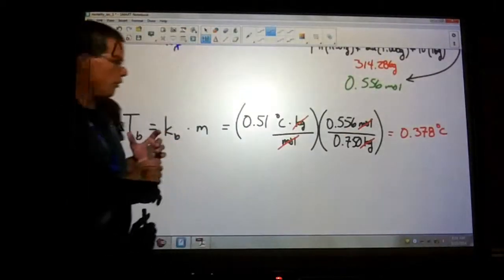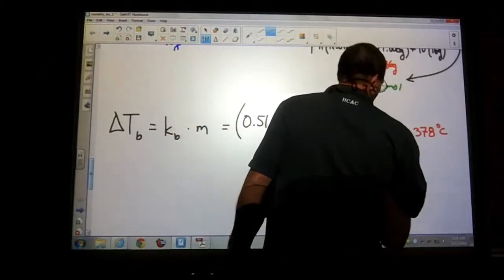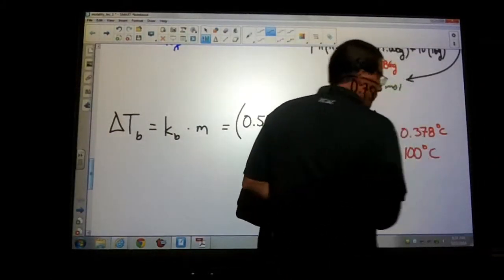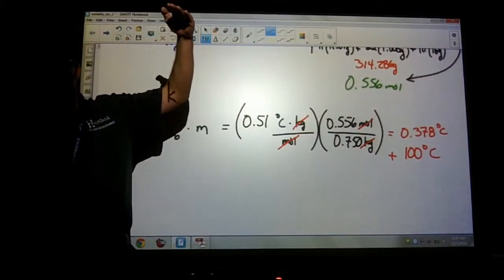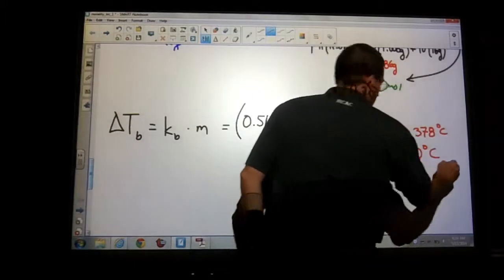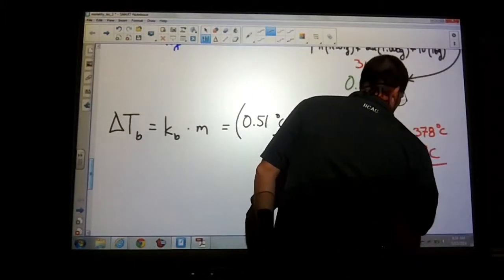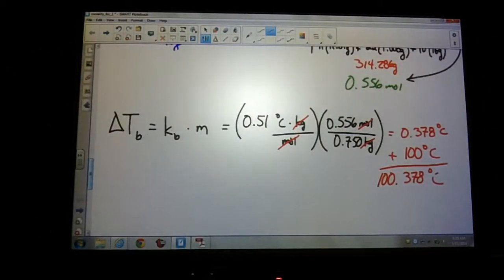Now, here's what we have to do. We're not done yet. Since this is our change in temperature of our boiling point, is the temperature at which the substance is going to boil 0.378? No. It's going to be elevated at that point. So we have to add it to whatever the boiling point is, which is 100. Boiling point elevation, you add to 100. If you're doing a freezing point depression, what are you going to do? Subtract from 0. Very good, not 100. So you're not done when you finish working out the math. In this case, adding all that sugar is going to raise the temperature at which water boils to 100.378.